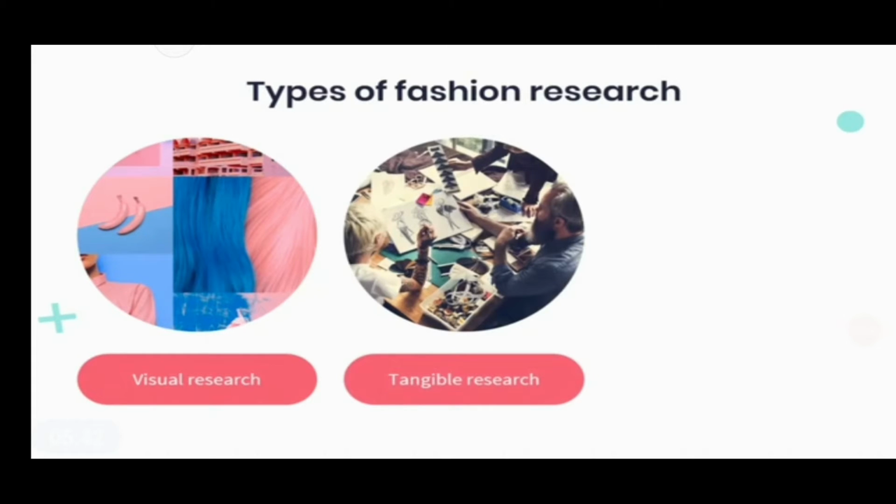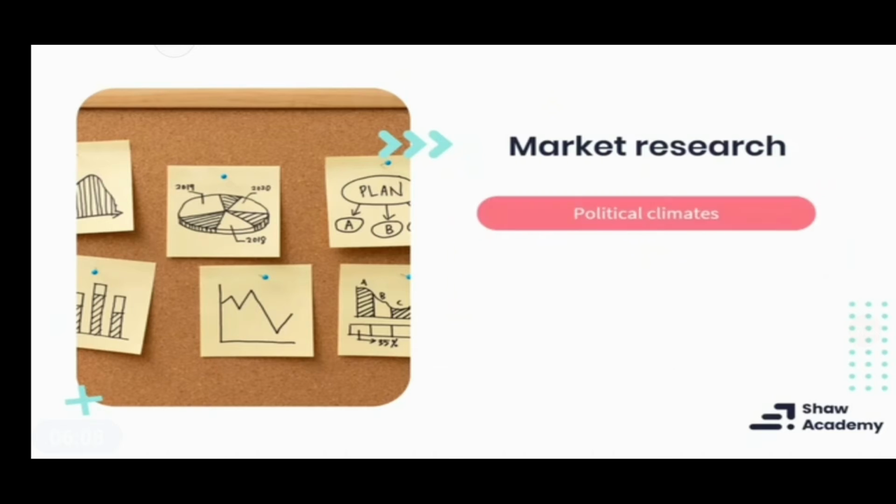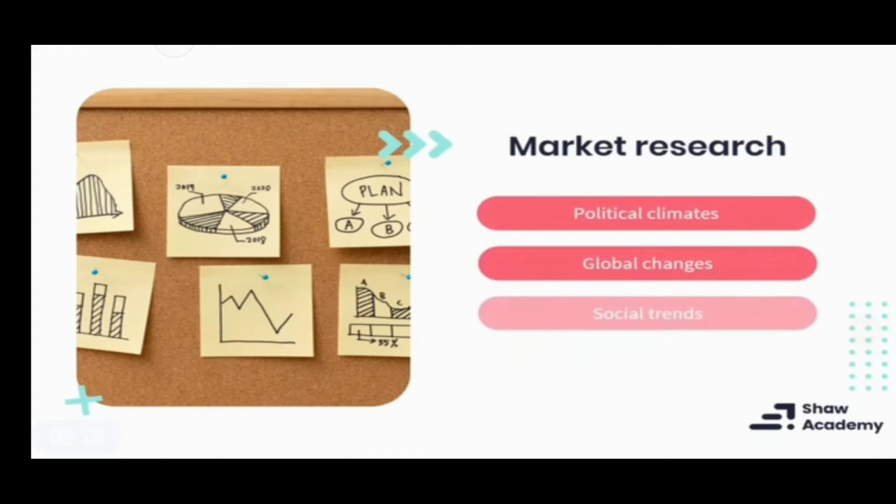Examples of tangible research include the sourcing of materials for your design, like fabric, fasteners, and trims. The third is market research, which is perhaps the most important one, and it relates to the consumer and the market for which you are creating your designs. It is essential to explore who you are designing for and understand their interests and lifestyle. Observing and studying political climates, global changes, and social trends will enable you to create fashion for a specific target market, making you a more relevant designer.